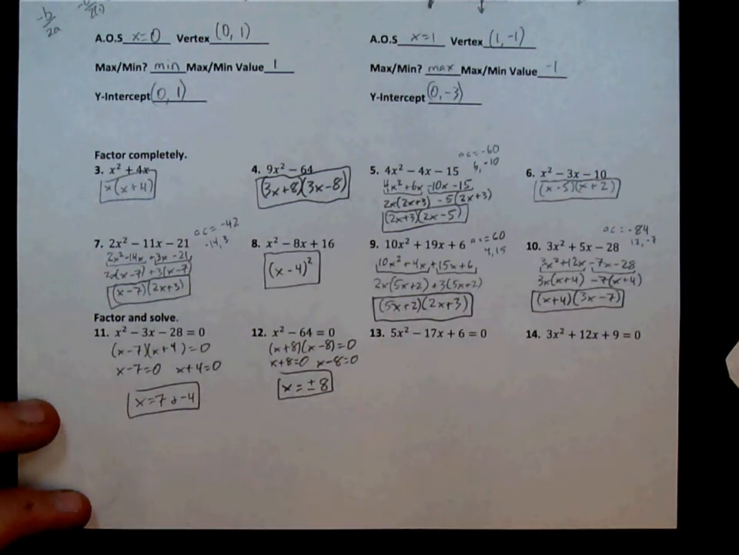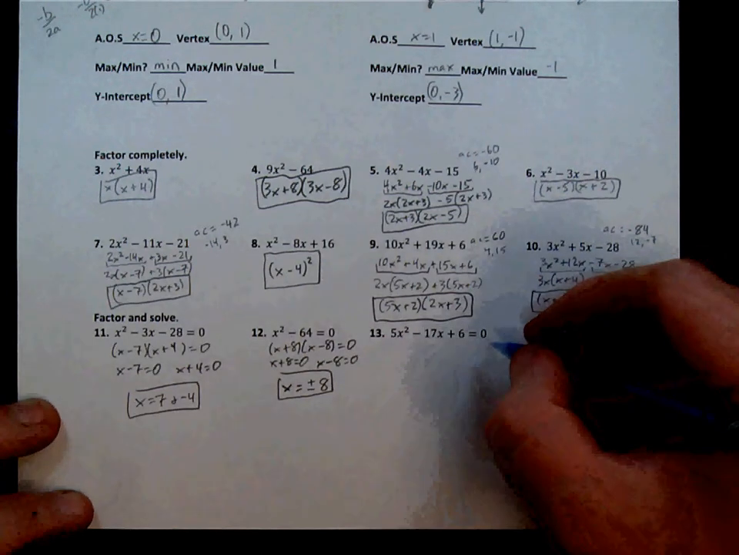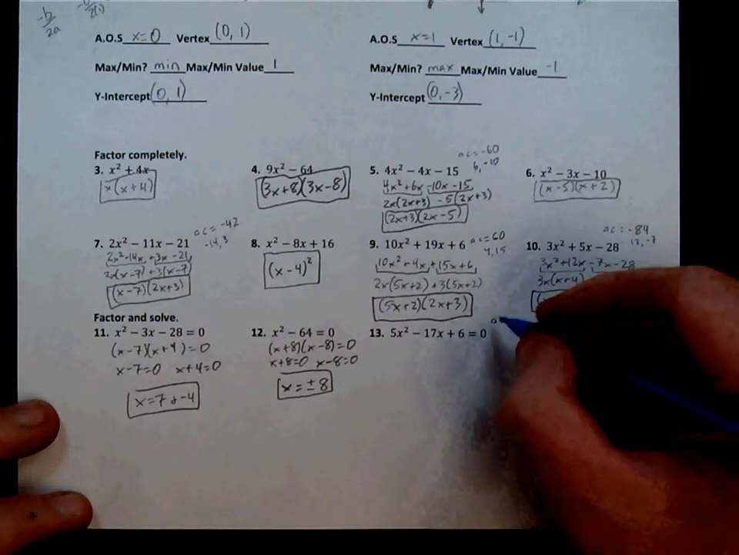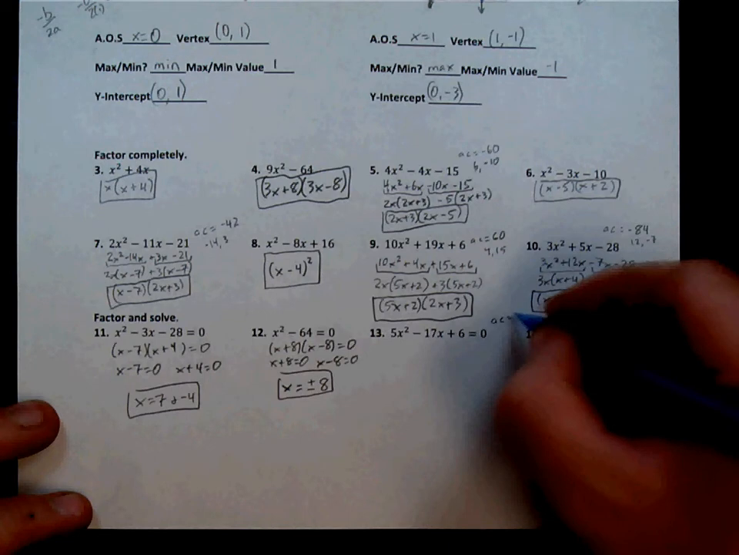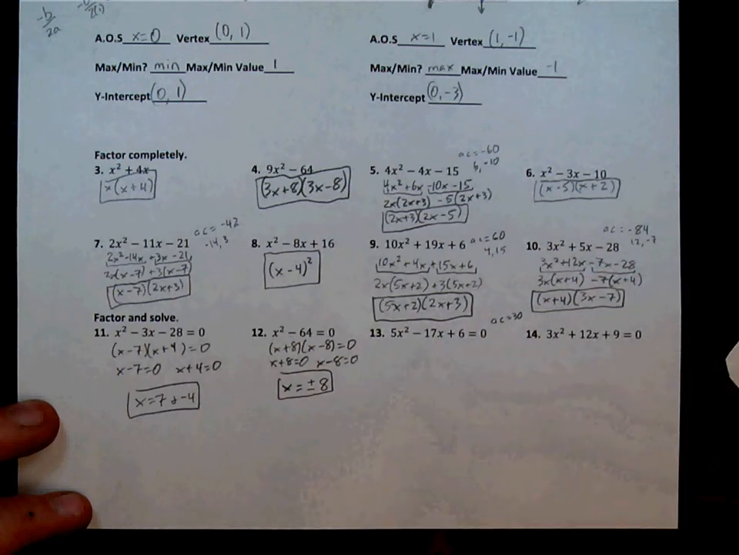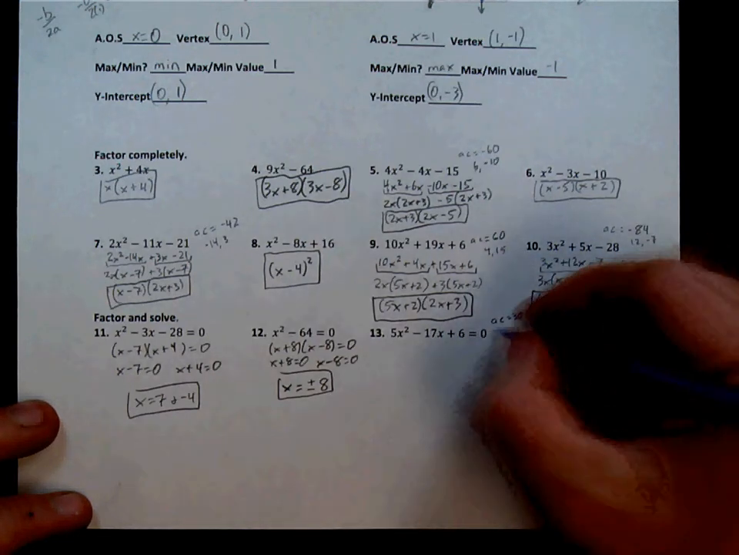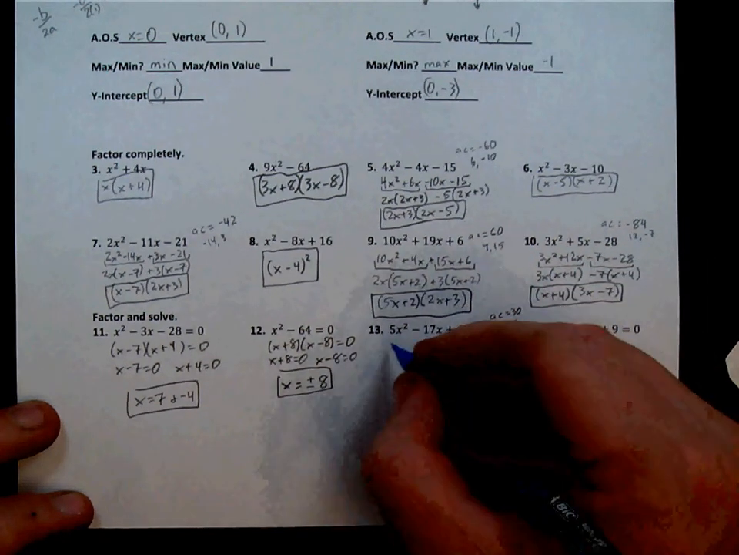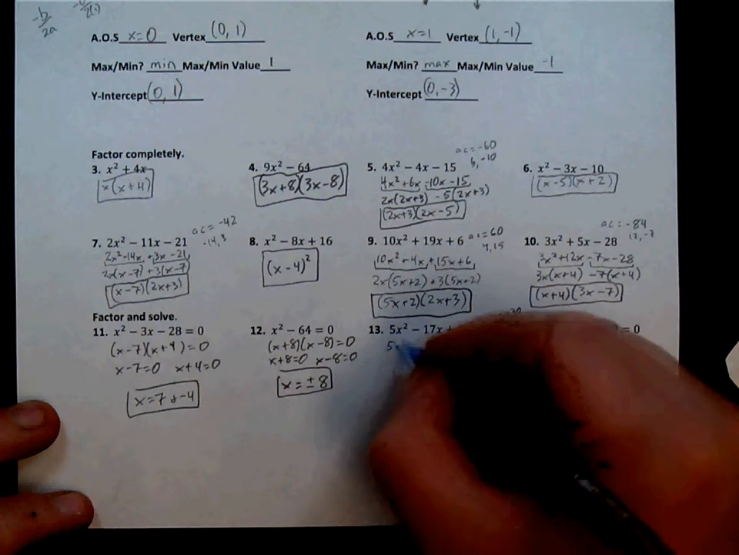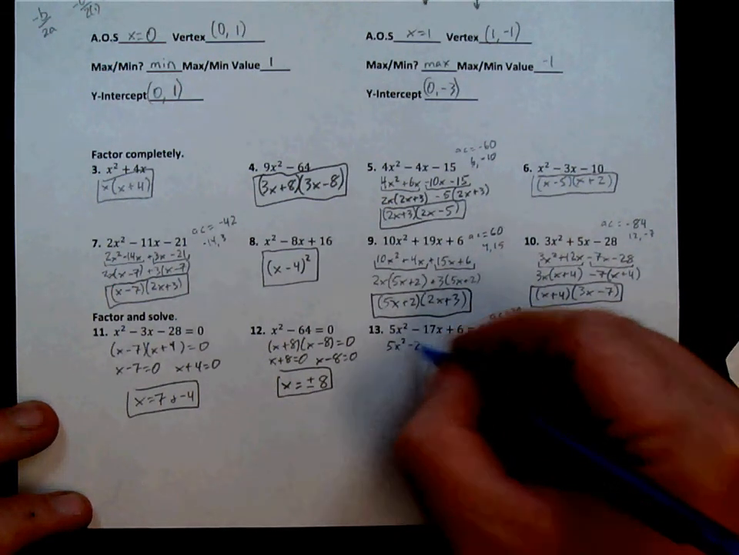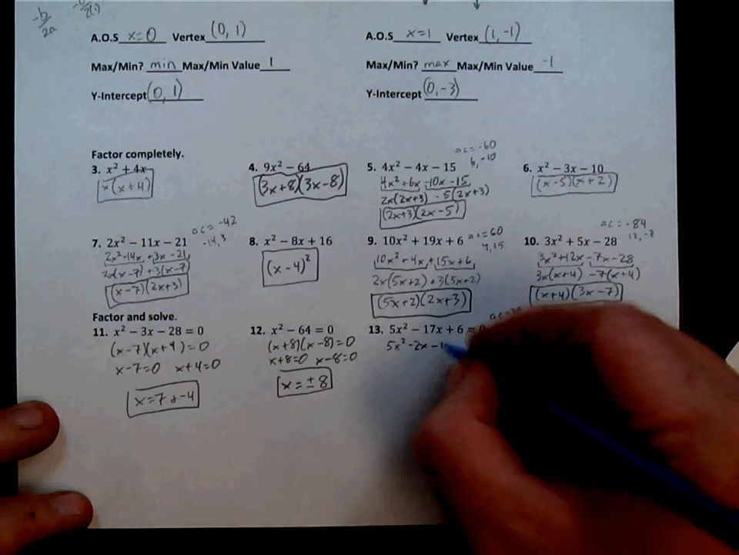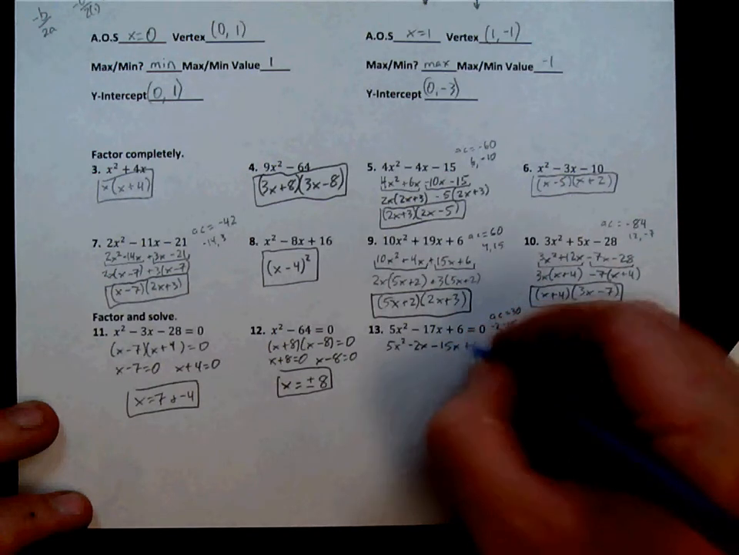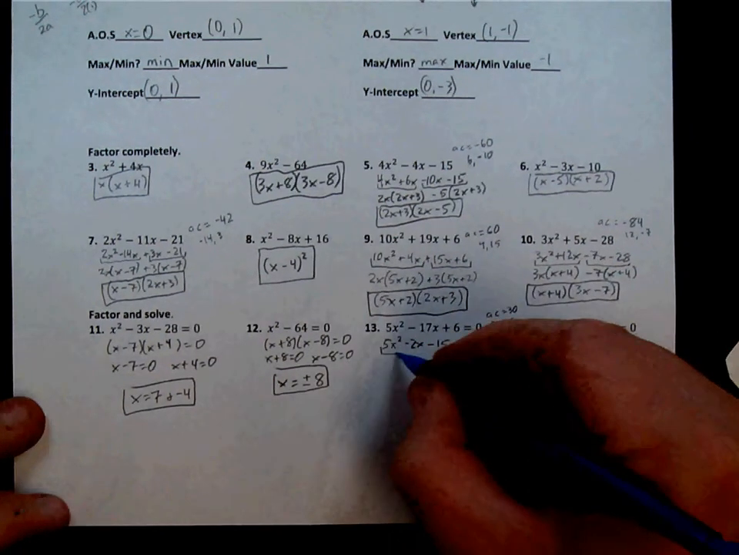The 2 answers. Up here we've got an a term, so AC, 5 times 6 is 30. Need to multiply to 30 and add to negative 17, looks like that's going to be a 2 and a 15, both negative. Negative 2 times negative 15 is positive 30. They add to negative 17. So 5x squared, I've got a negative 2x, I've got a negative 15x, and then my plus 6 equals 0. Grouping.